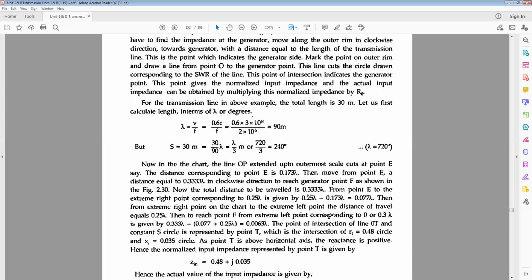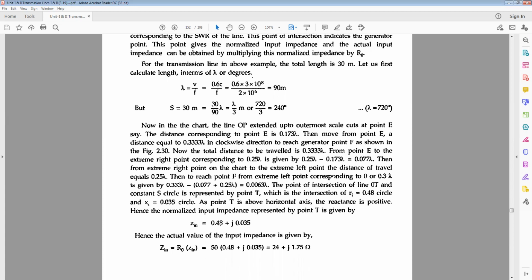Now, the total distance to be traveled is 0.33 lambda from the point A, the extreme right point, crossing the corresponding 0.25 lambda, given as 0.25 lambda minus 0.173 lambda, that is 0.077 lambda. Okay, and by using these values only, we got Zn equal to 0.48 plus j into 0.35, and this is multiplied with Z naught. Whatever impedance we got from the Smith chart, that is 0.48 plus j into 0.35.